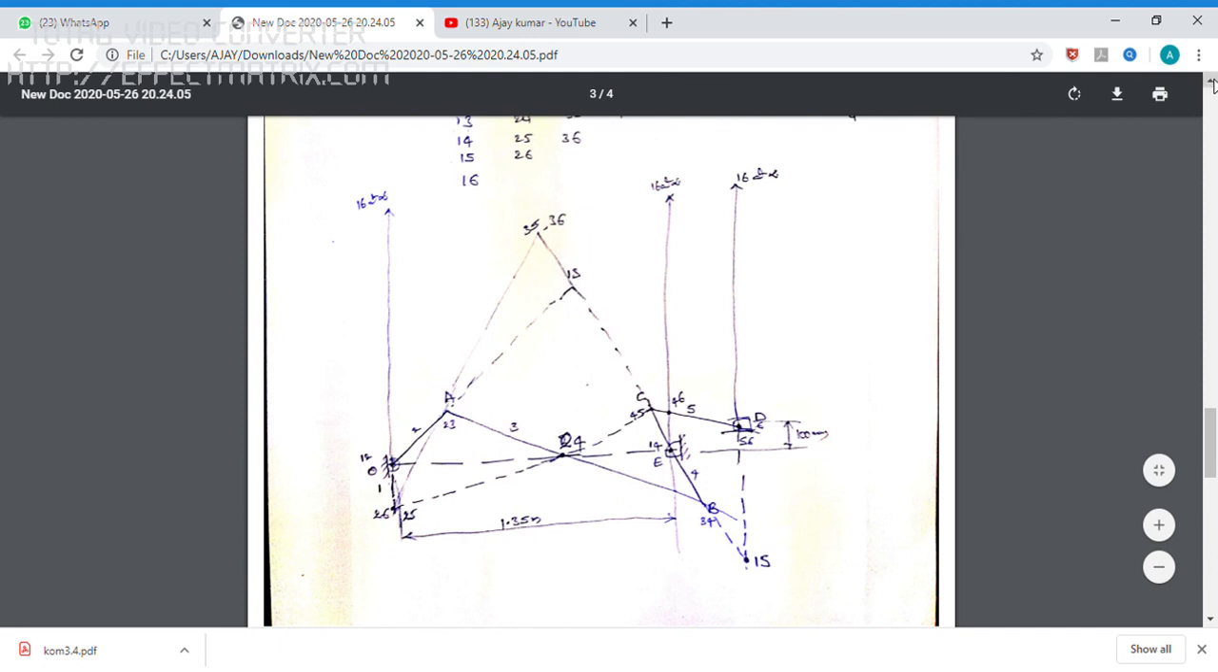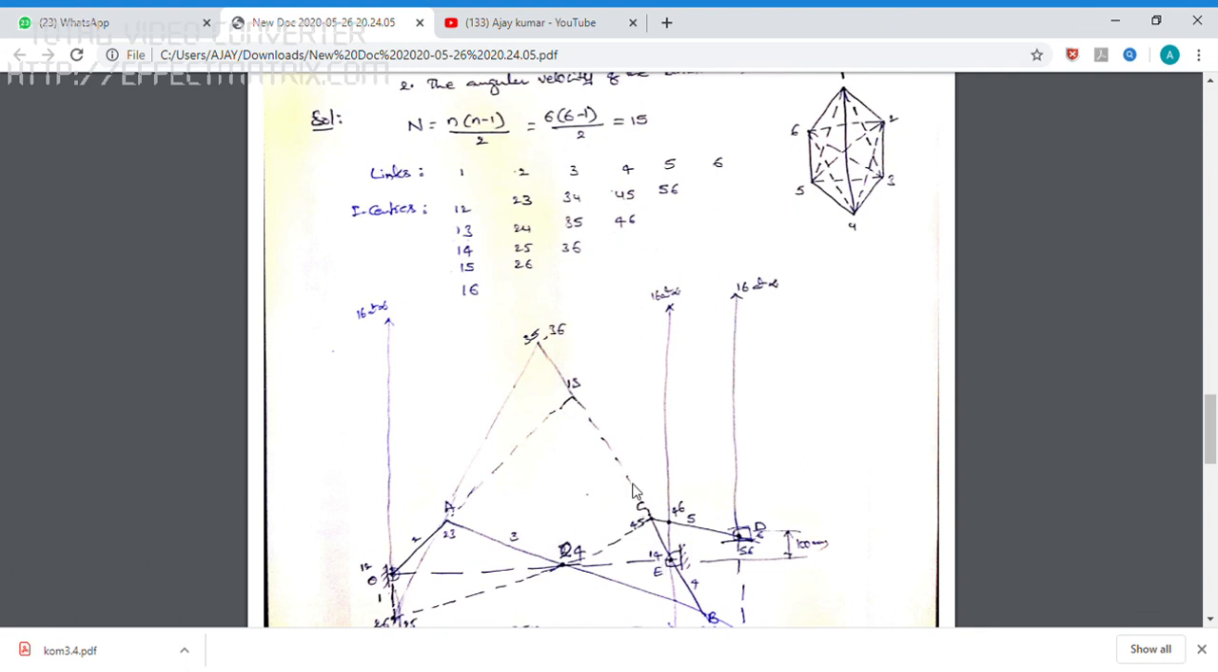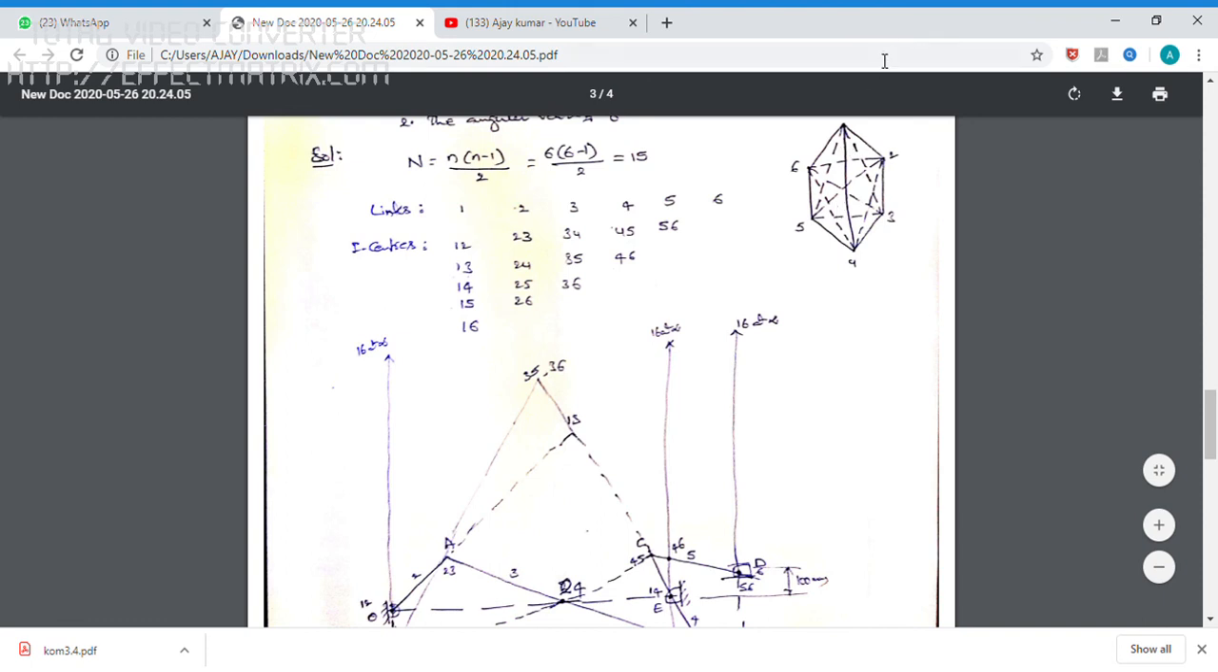Next one, the 9th instantaneous center. Suppose I want to find 1 4. 1 4 you got already, we identified 1 4. Sorry, next 1 5. Shall we take 1 5? Okay, 1 5. Now you join the 1 5 points. It is not directly connected. That's why I used the dashed lines.